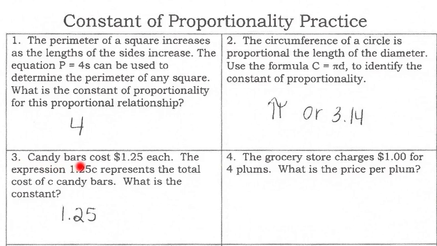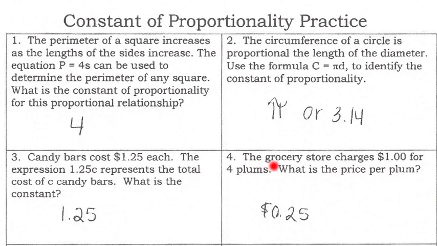Number 3, candy bars cost $1.25 each. The expression 1.25C represents the total cost of C candy bars. What is the constant? So the constant of proportionality here is the coefficient, which is 1.25.